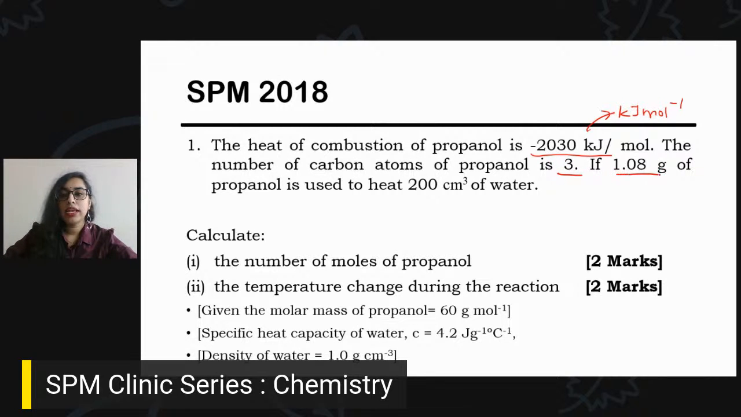If 1.08 gram of propanol is used to heat 200 centimeter cubed of water, calculate the number of moles of propanol. So we are going to look into how to calculate the number of moles of propanol. What is the thing that you have to take into account when you want to calculate the number of moles? How can you get the number of moles? Let's look into that one by one. And they ask us to calculate the temperature change also. So let's solve the first one.